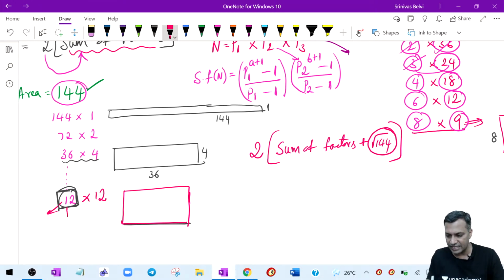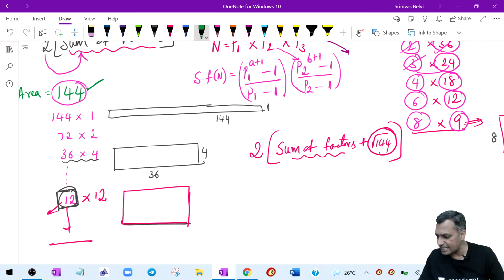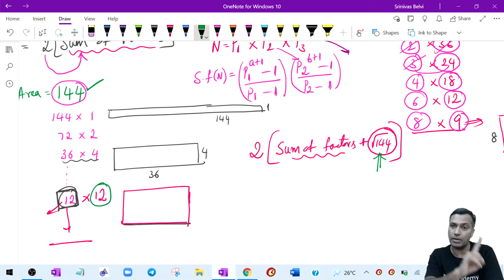Towards the end, there will be a straight line. So it is not just the sum of the factors. You are adding the perfect square. That is, the 12 you are adding again. You can directly add 12 also here, nothing but root 144. And then double it. Did you get this message loud and clear?